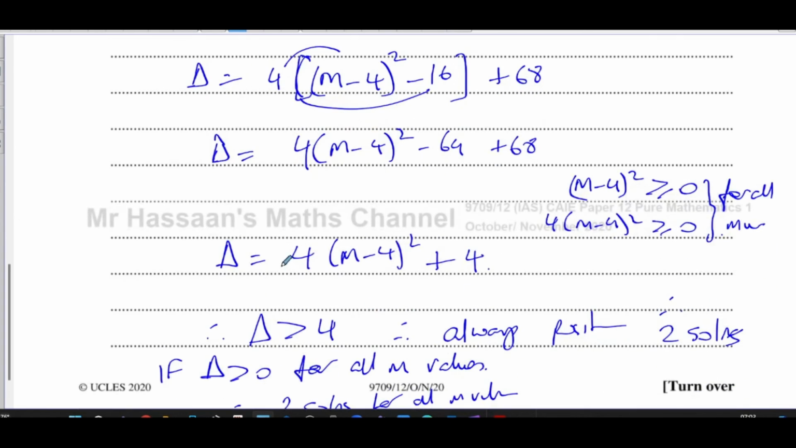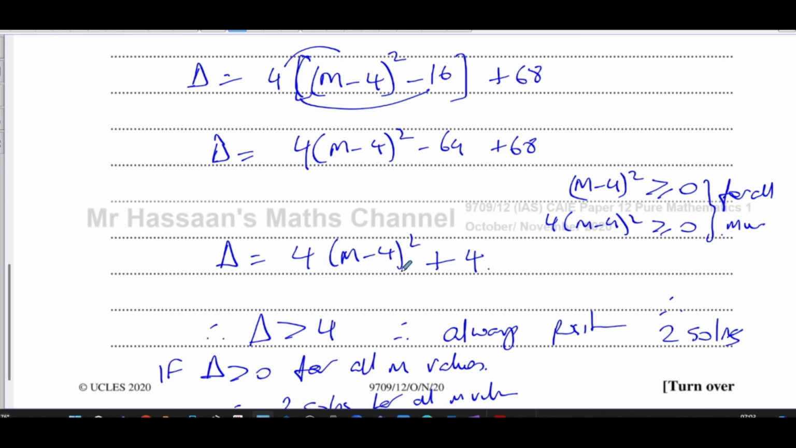When you've got this over here, you know that this thing is always going to be squared. So whatever goes in here, even if it's negative, it's going to be squared, it's going to become positive. The lowest it can be is 0, when m is 4, that will become 0. 4 times that will also not be negative. And when you add 4, it's going to just increase it. So this will never, ever be negative.